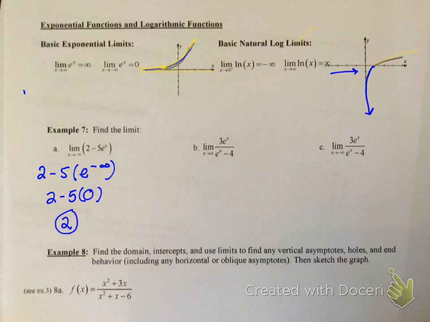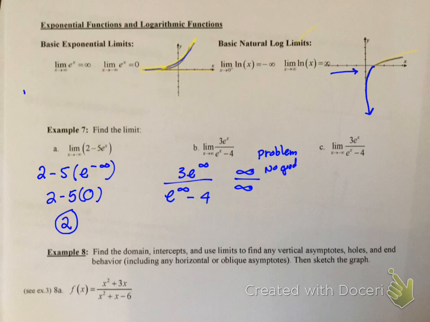And in B, I have 3 e to the positive infinity over e to the positive infinity minus 4. And we know that e to the infinity, when we're talking about limits, it approaches infinity. So I get infinity over infinity. So that's a problem. And the reason why is because it's an indeterminate form, so this is no good.